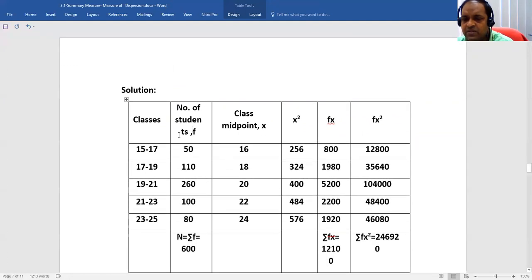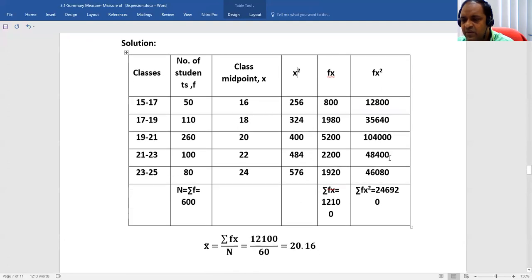So this is the number of students denoted by f, and you have the midpoint. You multiply and you get fx. Then you square the midpoint, and then multiply f with x squared, and you get fx squared. This means the sum of fx and the sum of fx squared. If we sum up, we get these values.